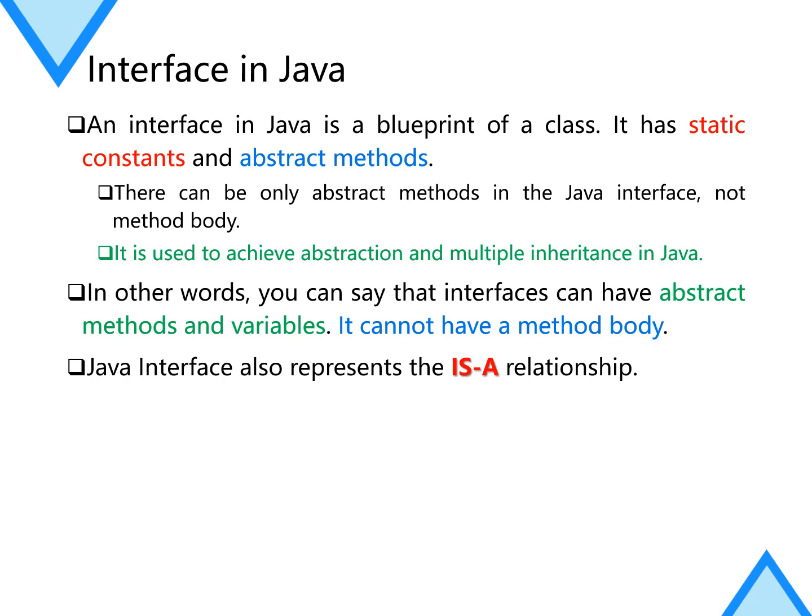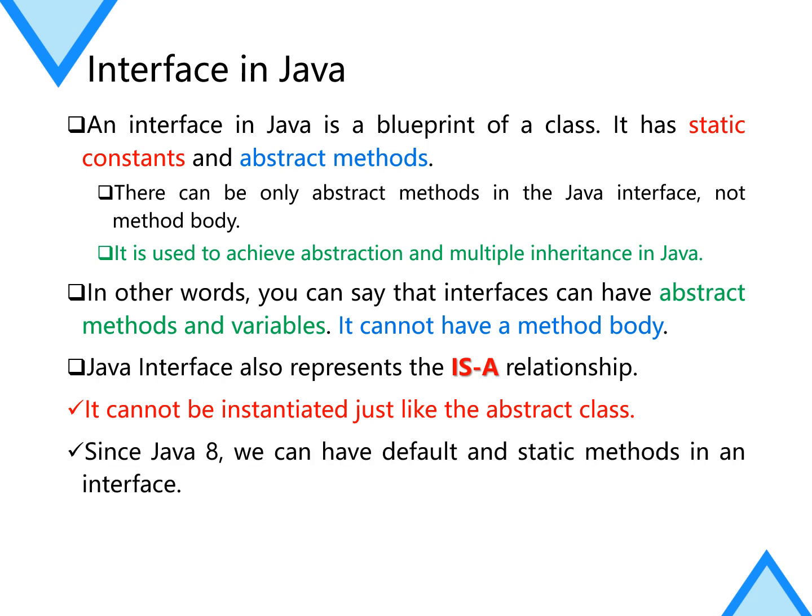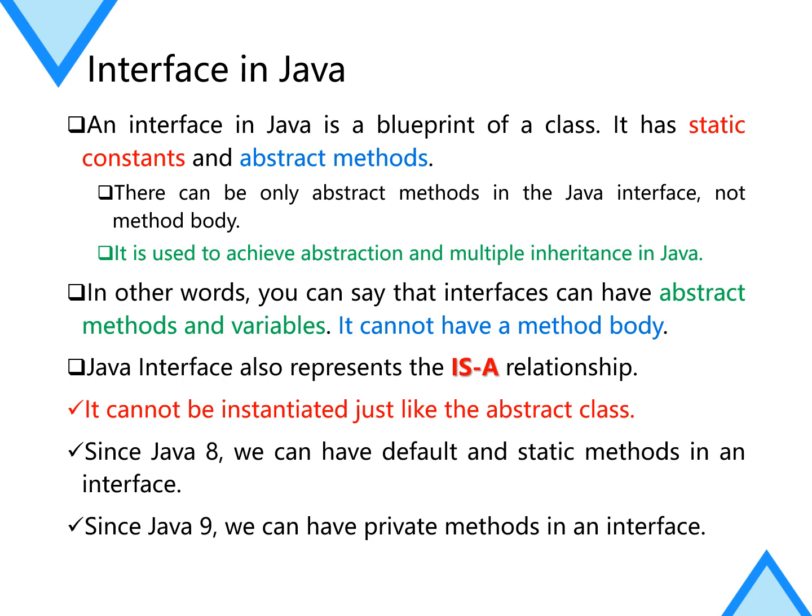A Java interface also represents the is-a relationship, like inheritance. It cannot be instantiated just like an abstract class. Similar to an abstract class, we cannot create an instance of the interface. Since Java 8, we can have default and static methods in an interface. And since Java 9, we can have private methods in an interface as well.